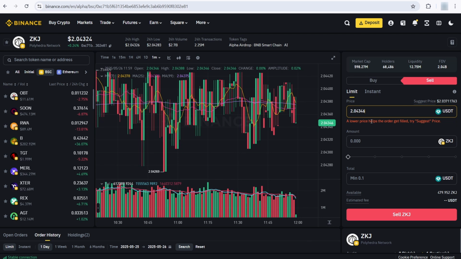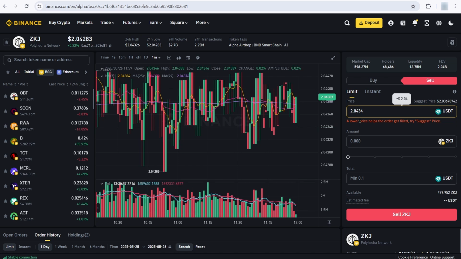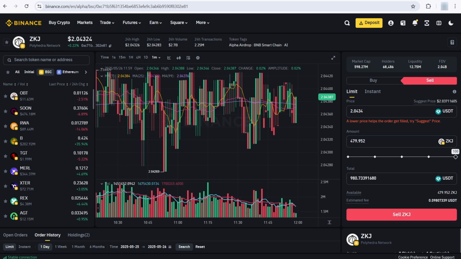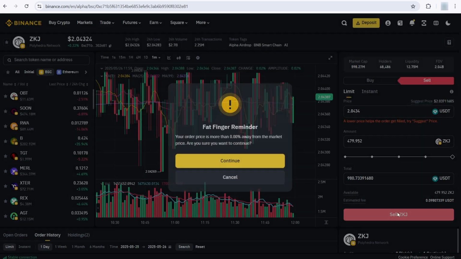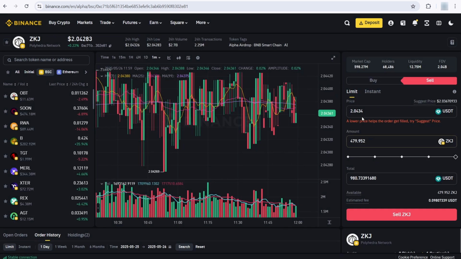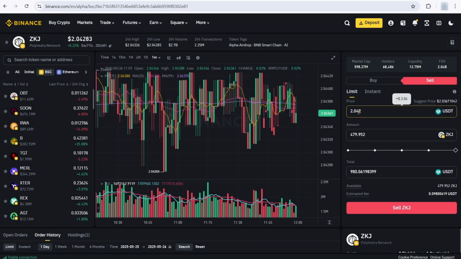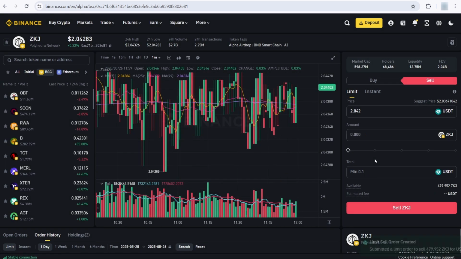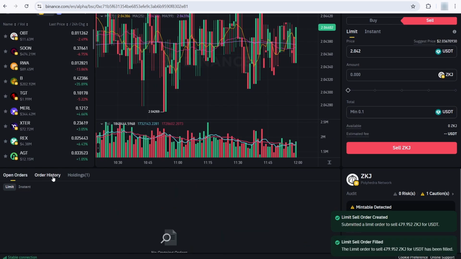Let's set it to 2.0434. All ZKJ. Sell ZKJ. I see a message saying my order price is slightly higher than the current market price. I need to make it a bit lower. 2.042. Sell, continue. The order is filled.